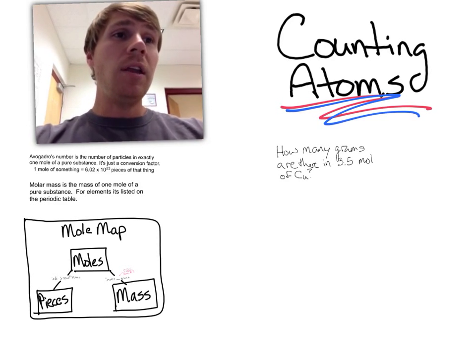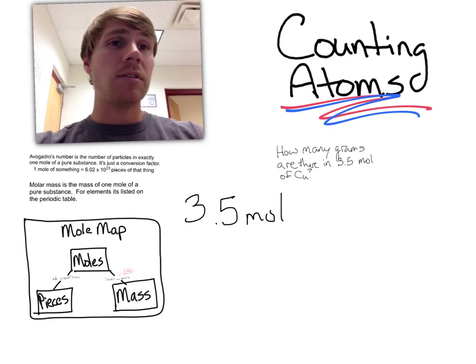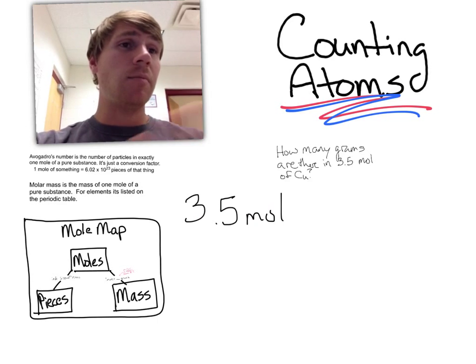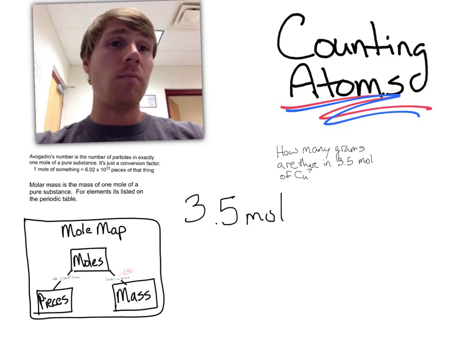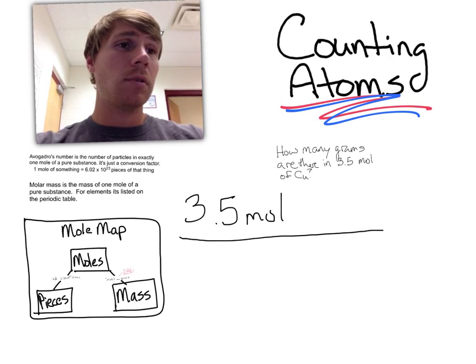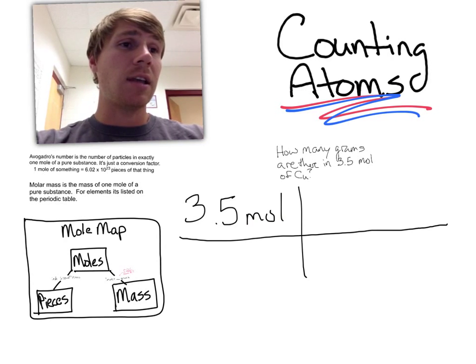Well, if we know that there are 3.5 moles of copper, just like we were doing before, notice that I have my number and I have my unit, just like I did before. Well, if I want to cancel out the unit moles, I'm going to make my fence and rail. Where am I going to have to put this unit if I'm going to cancel it out? Hopefully in your head you're going to say at the bottom.